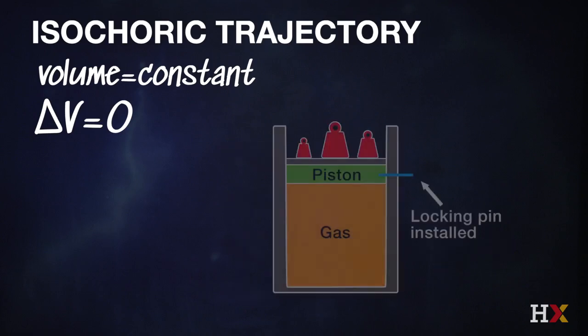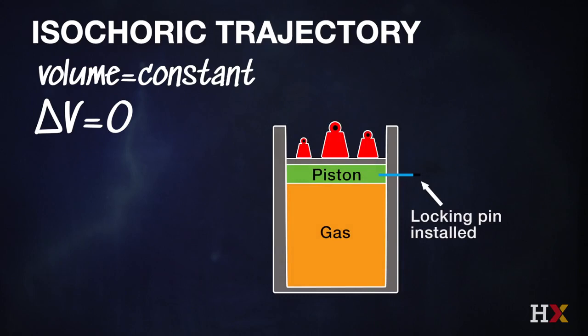This means that the volume is fixed. So that means on our machine, whatever we're going to do to this, we're going to have a pin that locks the position of the piston, because if the change in volume is equal to 0, that means immediately that the work done is equal to 0.